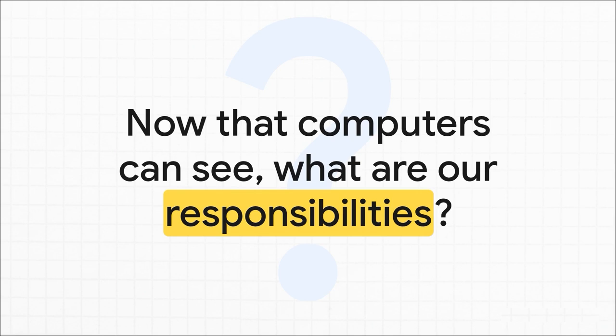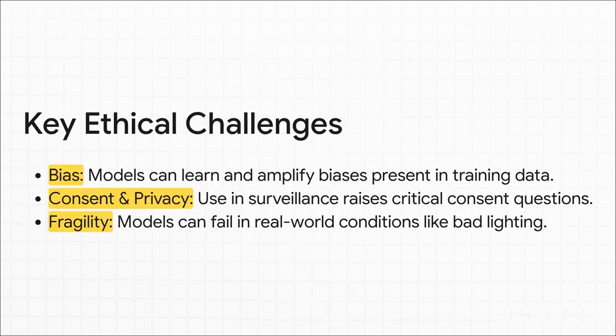Because once a computer can see, we start to rely on its judgment for real decisions. So what do we, as the people building and teaching about this stuff, need to be responsible for? Well, for one, these systems are only as smart as the data we give them. If you only show it pictures of golden retrievers to teach it what a dog is, it's going to have no idea what to do with a poodle. That's bias. Then there are huge questions about privacy and consent. And finally, these systems can be surprisingly fragile. A model that works perfectly in a bright lab might totally fail on a foggy day.